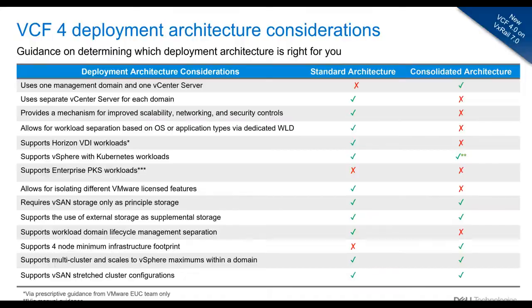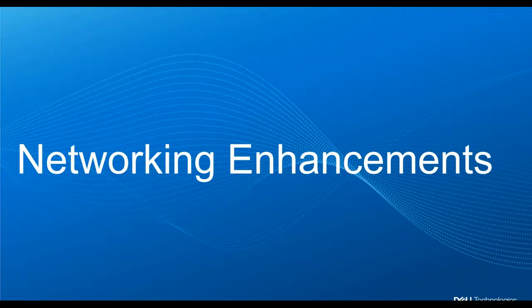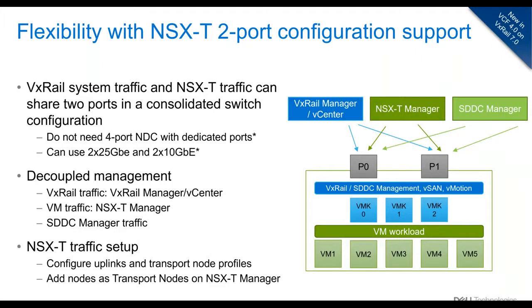All right, let's talk about some networking enhancements. So with the release of vSphere 7.0, VMware has introduced support for a consolidated virtual distributed switch that supports NSX-T. So now I no longer have a need for a dedicated NVDS for running NSX-T traffic that is separate from my VDS. I can now run NSX-T traffic as well as standard vSphere traffic on that same virtual distributed switch.